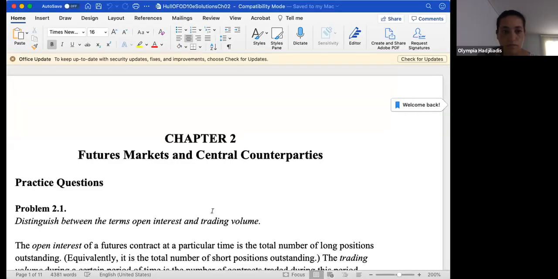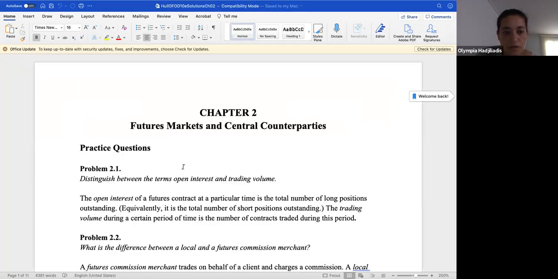So that's how it goes for chapter 1. Now we can go to chapter 2. So chapter 2. So the practice questions, the first one.